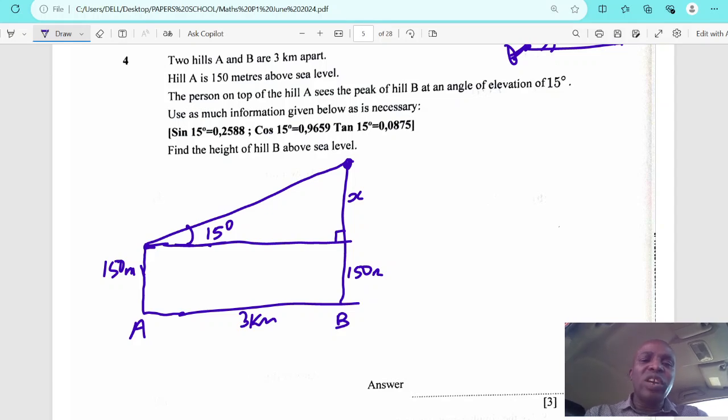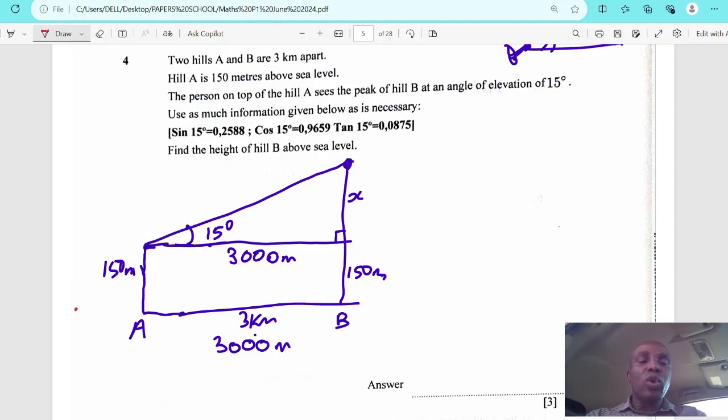So let's find X. How can we find X? Using SOH CAH TOA. This one is 3 kilometers. Please take note, this one is 150 meters. So it's better to convert 3 kilometers to meters. You multiply by 1,000. 1 kilometer is 1,000 meters, so it will be 3,000 meters. It's the same as this part, 3,000 meters.